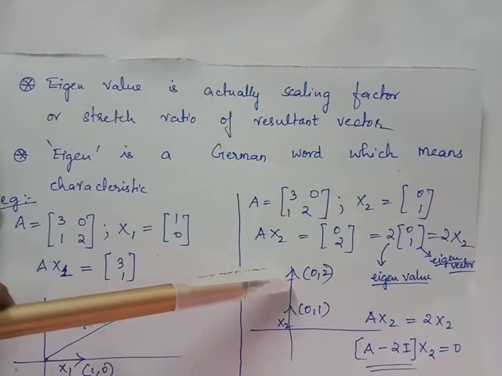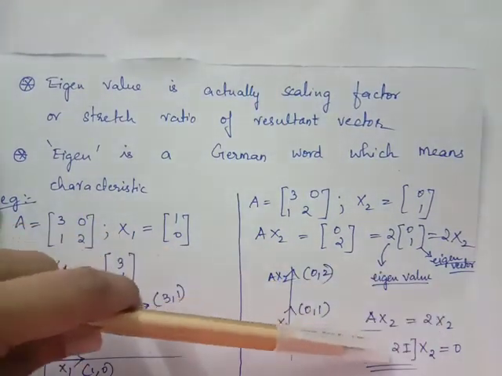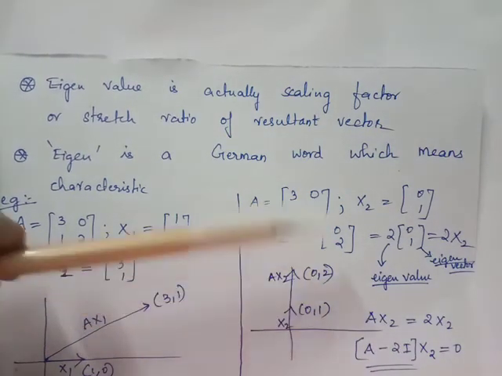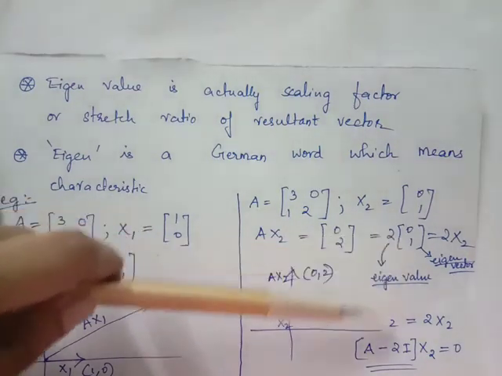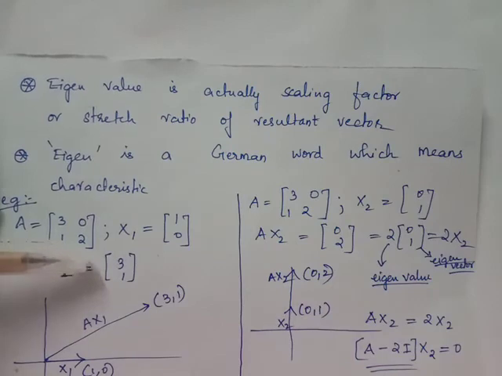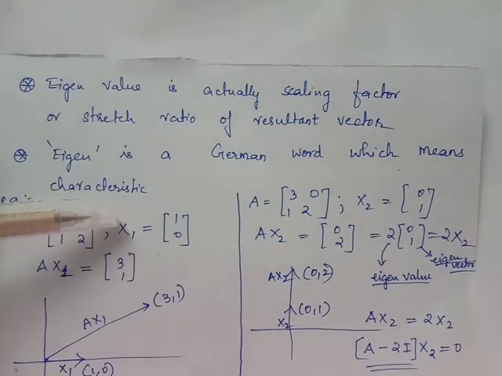So we can write AX2 is equal to 2 times x2, and (A minus 2I) into x2 equal to 0 will be the characteristic equation. Only when there is pure scaling, we can talk about eigenvalues, eigenvectors and the characteristic equation. In the other case, which involves rotation, we cannot even write AX1 as a scalar multiple of the original vector.